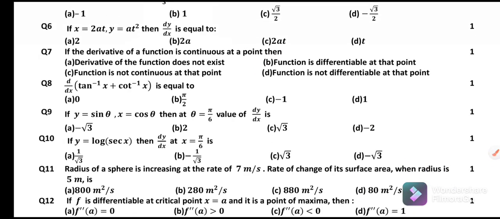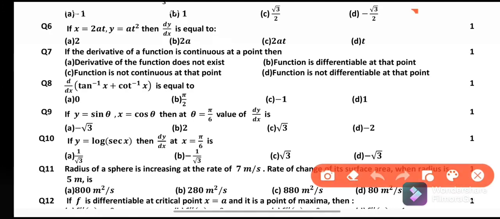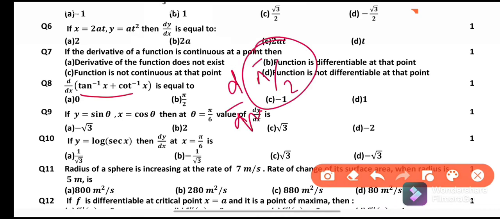Next question. d by dx of tan inverse x plus cot inverse x is equal to, because tan inverse x plus cot inverse x is equal to pi by 2, and pi by 2 is constant and the derivative of a constant is 0. So the answer is A option.